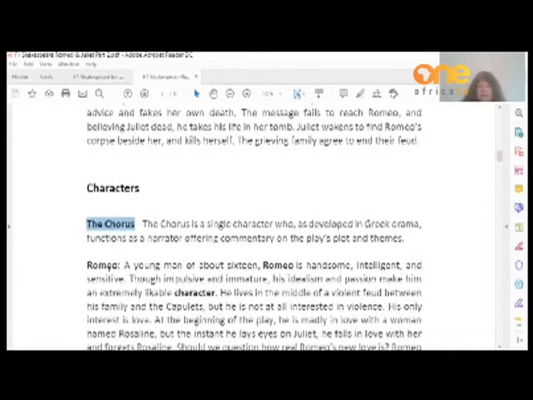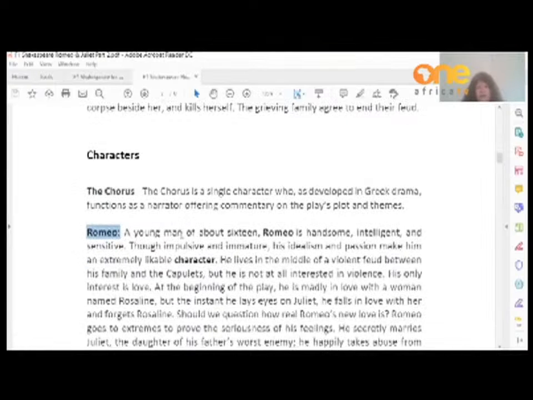Okay, let's look at a short character study of Romeo. Romeo is a young man of about 16. He's handsome, intelligent, and sensitive. I wonder if that's like the guys in our class, hey? Though impulsive and immature, his idealism and passion make him an extremely likable character.